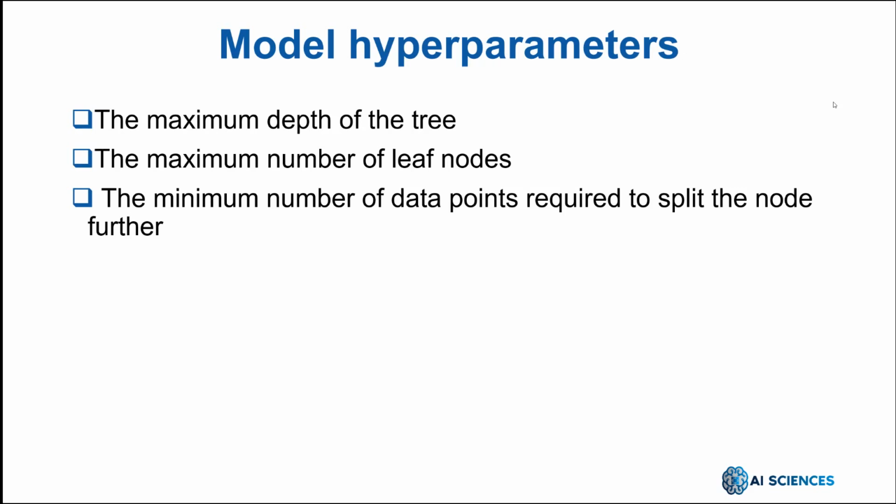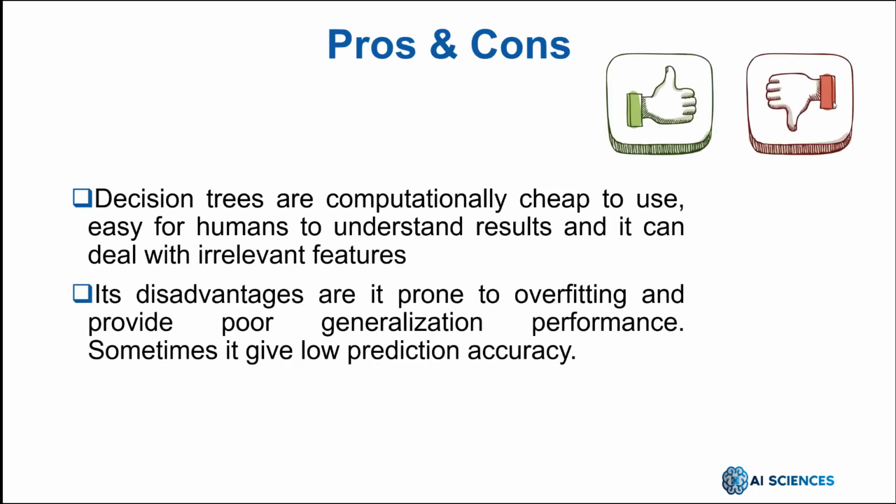What are the hyperparameters of this model? Pre-pruning parameters are the main hyperparameters of a decision tree model. For example, the maximum depth of the tree, the maximum number of leaf nodes, and the minimum number of data points required to split the node further. A combination of these hyperparameters can be used to build the decision tree, which is generalized over the dataset and provides good accuracy. What are the advantages and the disadvantages of a decision tree?